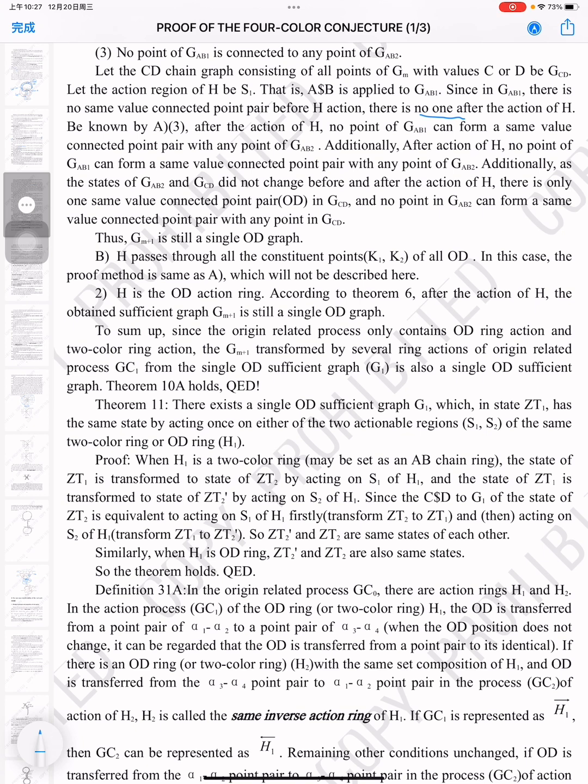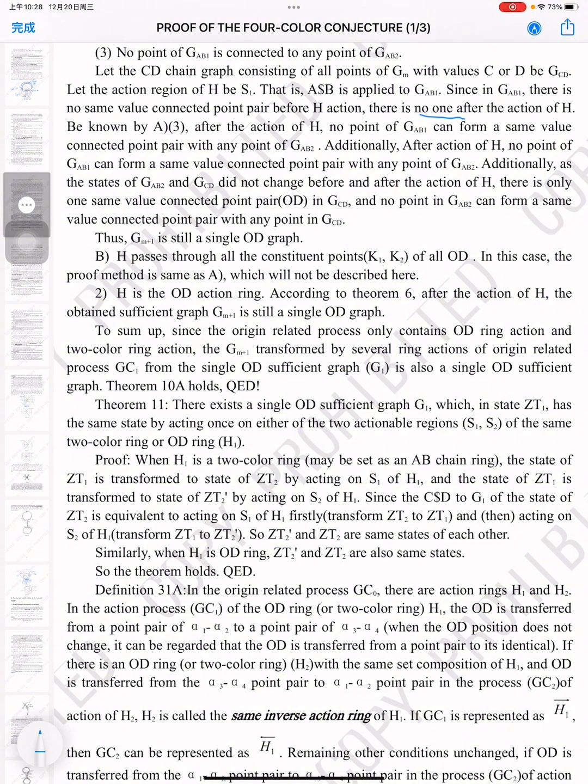Proof: when H1 is a two-color ring, it may be said to be an AB chain ring. The state of ZT1 is transformed to the state of ZT2 by acting on S1 of H1, and the state of ZT1 is transformed to the state of ZT2 apostrophe by acting on S2 of H1.